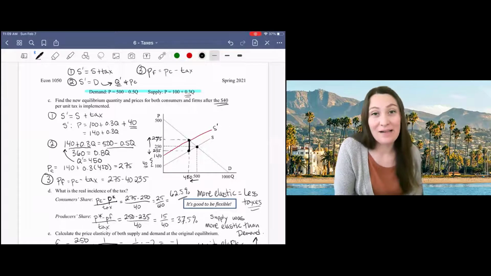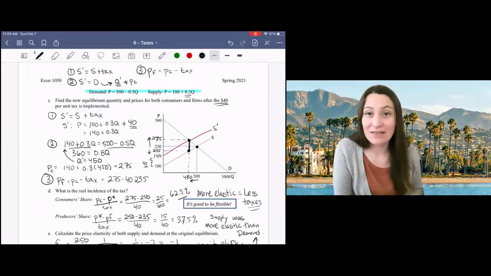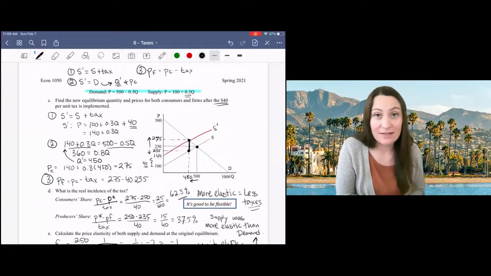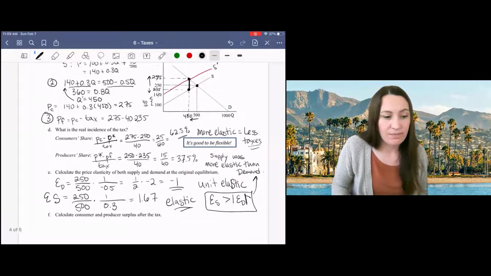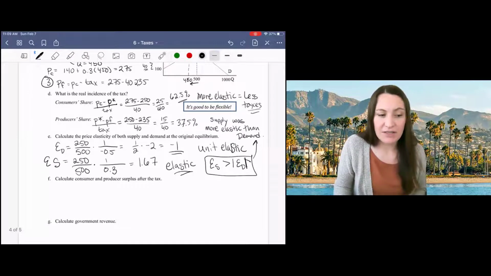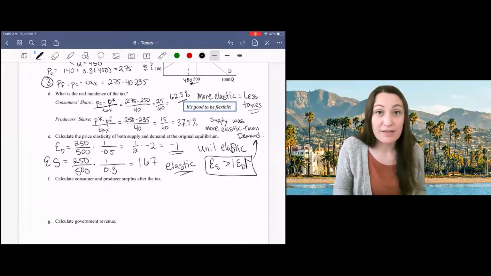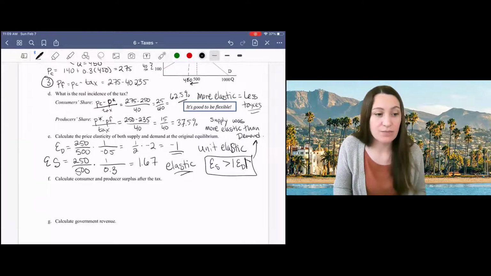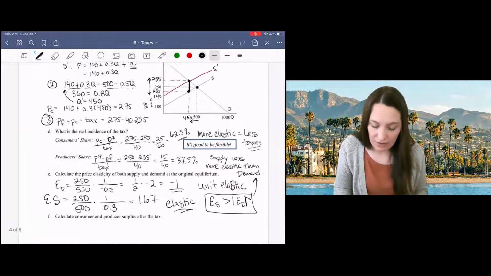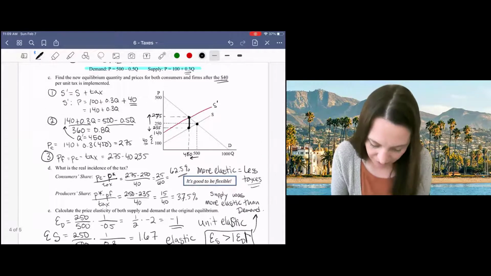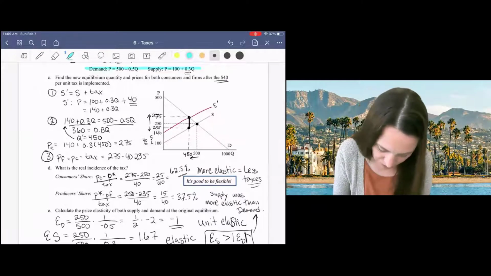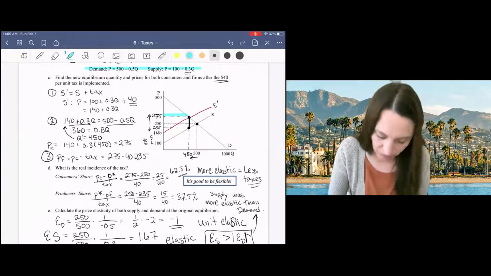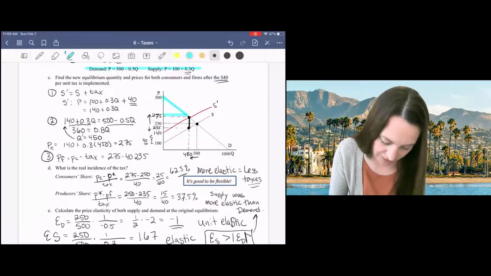Last part of analyzing the effect of the tax on this market will be a welfare analysis. We'll calculate consumer and producer surplus after the tax, as well as government revenue and deadweight loss. So here, if I'm looking at the graph, I want to identify my areas of consumer surplus, which will be above the price for consumers and below the demand curve.